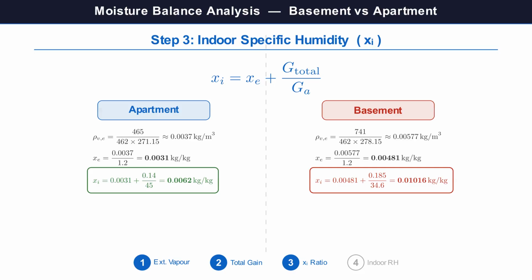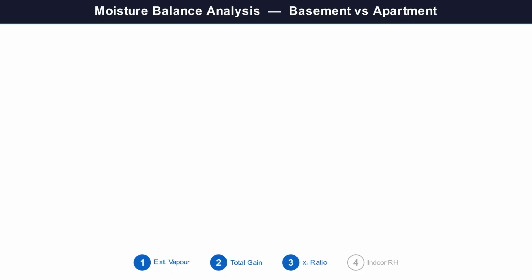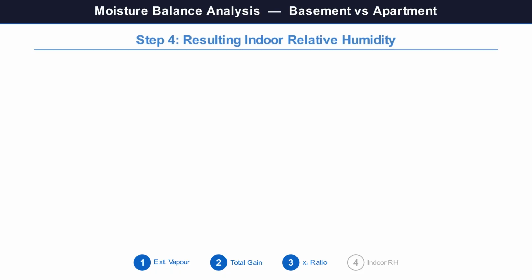Indoor specific humidity established. Apartment, 0.0062. Basement, 0.0102. The difference is substantial. Now for the final conversion. The final step: we convert each indoor specific humidity into relative humidity.